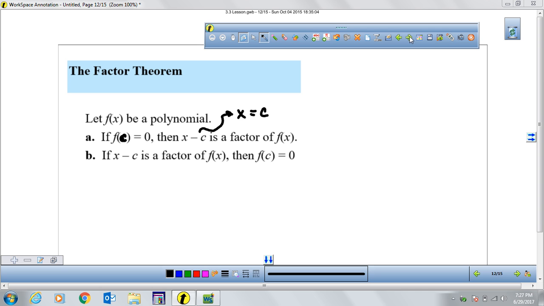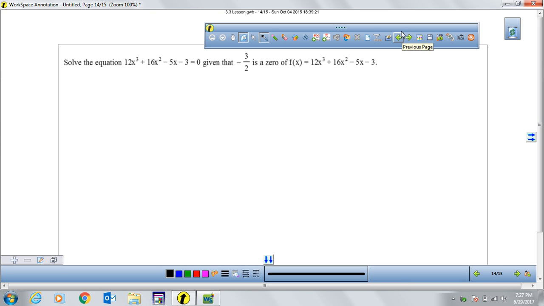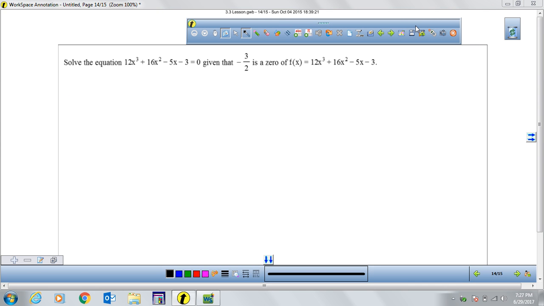Let's work out the next problem. It says, solve the equation 12x cubed plus 16x squared minus 5x minus 3 equals 0, given that negative 3 halves is a zero of f of x equals 12x cubed plus 16x squared minus 5x minus 3. So they want you to solve the equation. Solving the equation means finding the solutions, or the zeros, of this equation. To find the zeros, again, we're going to use synthetic division now that we know what synthetic division does.